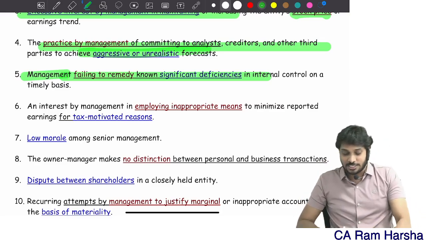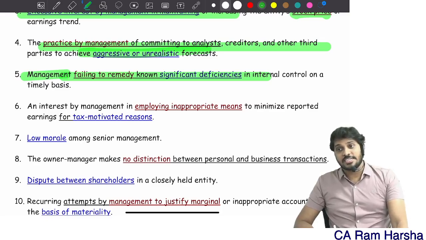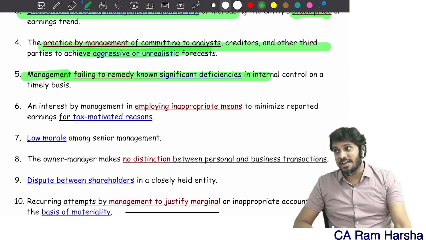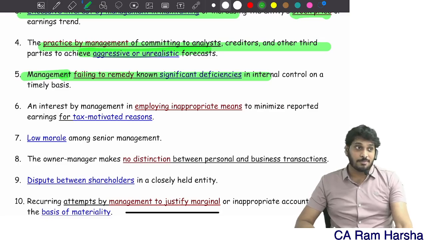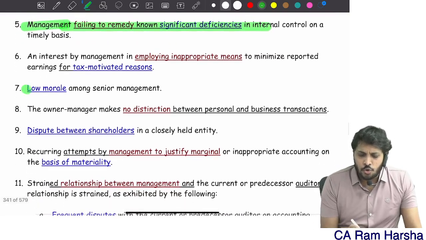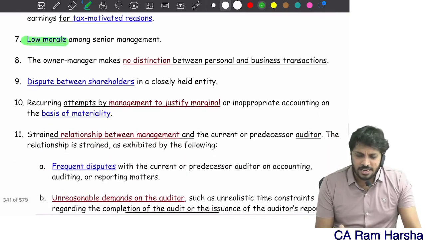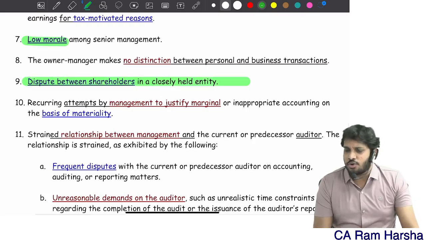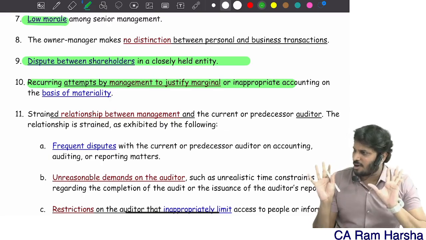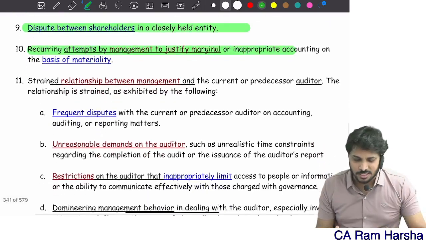That's why in 265 they say, once you have communicated a significant deficiency, you should follow up whether the deficiency is rectified by the management or not. We have to follow up. If they are not rectifying, it means they intentionally kept the deficiency. Low morale among senior management. Disputes between shareholders, recurring attempts by management to modify materiality levels frequently, all that.